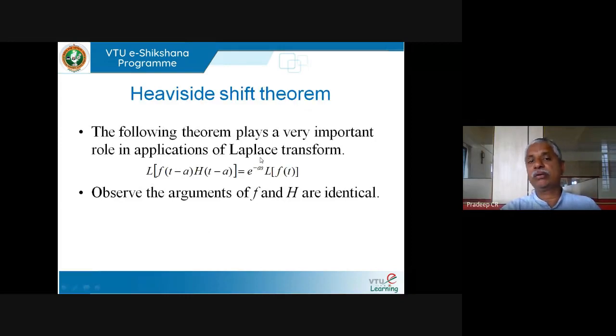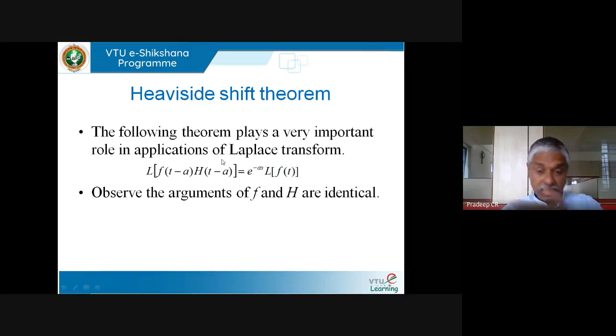Again, I'm not going to give a proof of this. It actually follows from first principles, but not as directly as you saw here. But it's pretty simple and straightforward if you understand how f(t minus a) h(t minus a) behaves, which is what we saw in the case of f(t) equal to t square and f(t) equal to t. You can try f(t) equal to sin t and see what happens. They are pretty interesting questions.